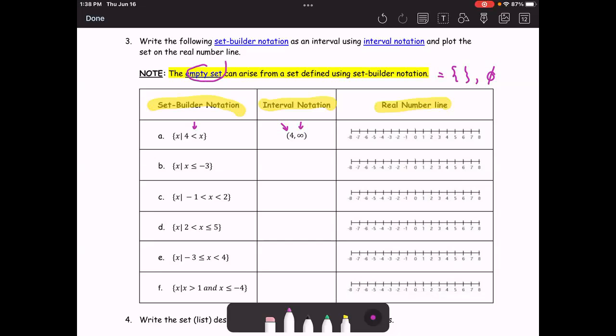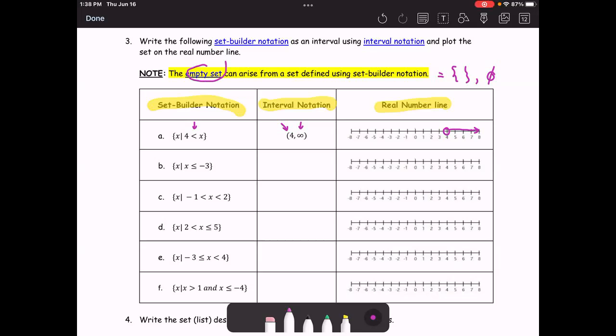To plot the set on the real number line, locate the number 4 using the empty circle because we don't include the number 4. Draw the line to the right because any x is going to be greater than 4. So point the arrow to the right side. So this is the set that represents the real numbers that are greater than 4.